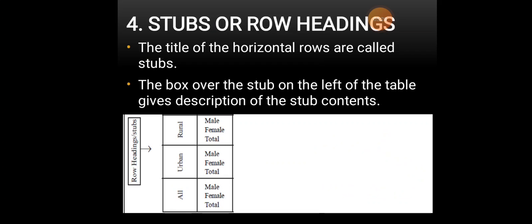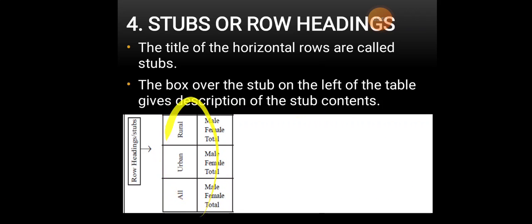Okay, next thing is about stubs or row headings. Stubs, what does stub mean? It is the title of the horizontal rows. Okay, so the box over the stub on the left of the table gives the description of the stub contents. Whatever you want to write here, before that you need to make a segregation. Based upon these things, you will be filling the body of the table.